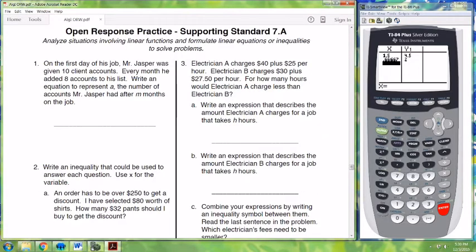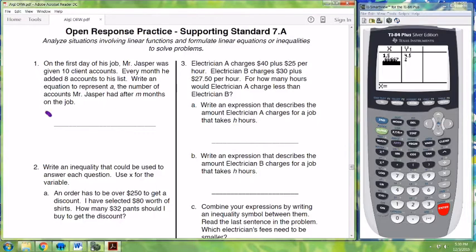Okay, on the next section, you're going to be writing a function to represent the situation that's given. And I know sometimes we have a hard time reading sentences and trying to translate them into an equation or an inequality, but do the best you can. So number 1 says, on the first day of his job, Mr. Jasper was given 10 client accounts. Every month he added 8 accounts to his list. Write an equation to represent A, the number of accounts that Mr. Jasper had after M months.